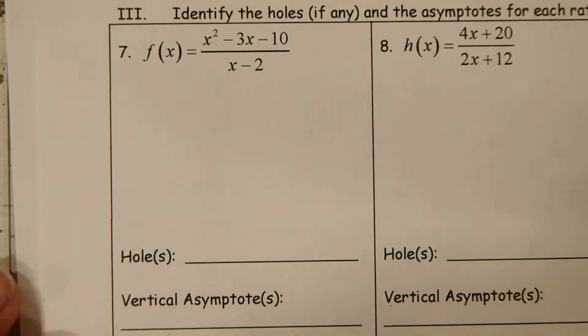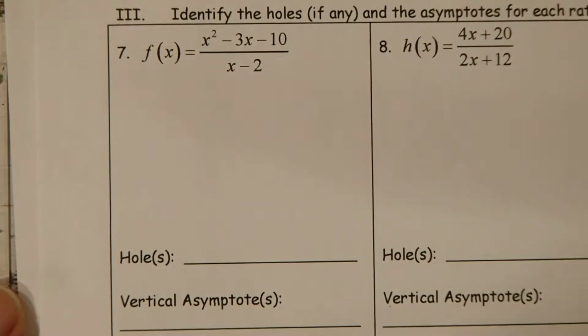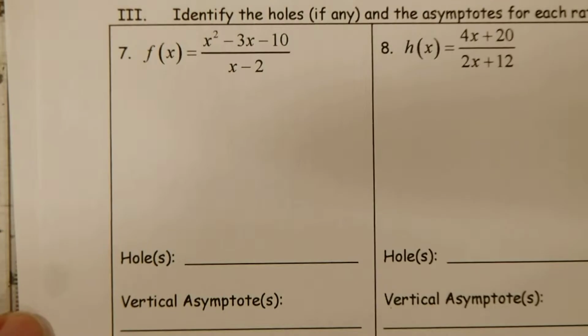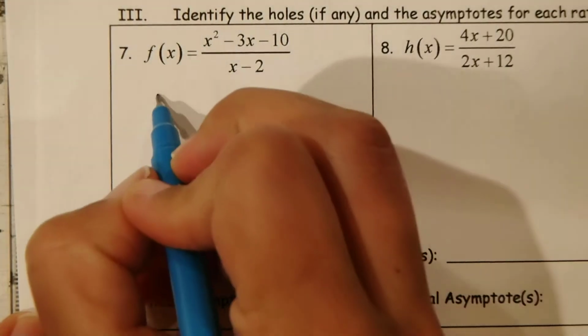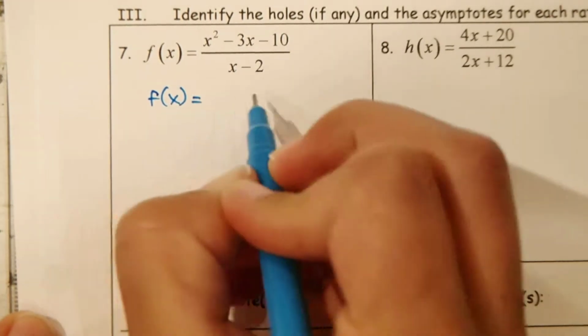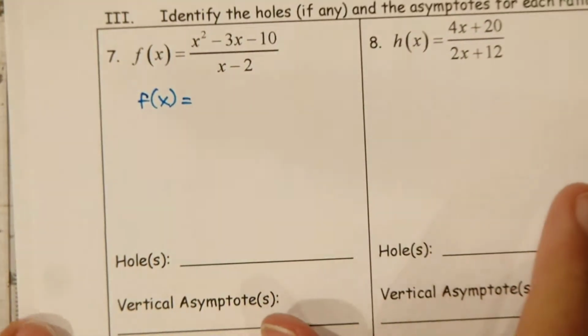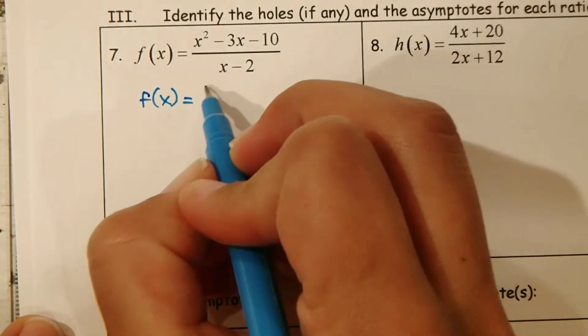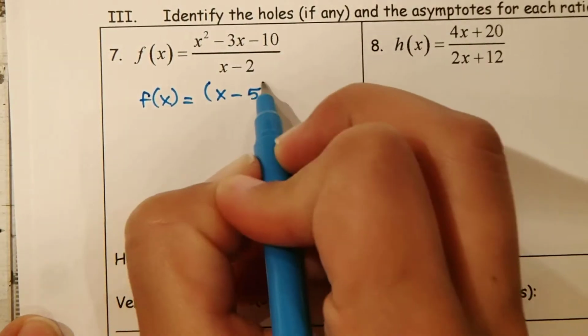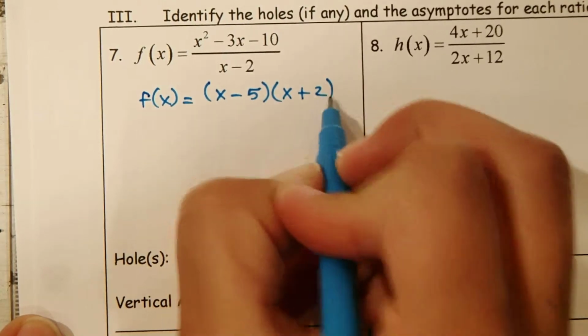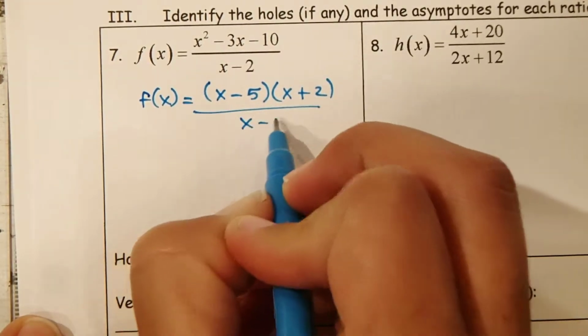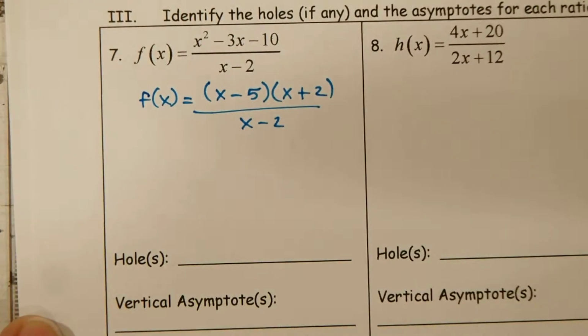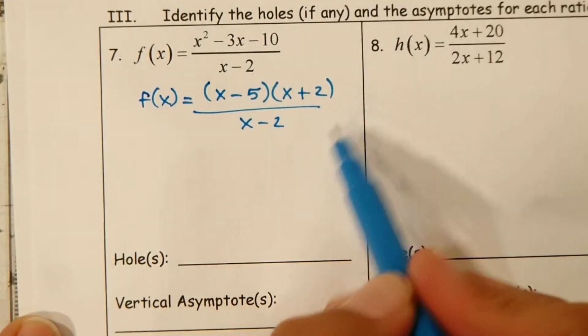Identify the holes, if any, and the asymptotes for each function. First of all, we need to do any necessary factoring, so let's factor this top here. We have f of x equals, and for a review on factoring, see some of our videos on factoring. I'm just going to jump through this step so we can keep moving. This is going to be x minus 5, x plus 2, over x minus 2.